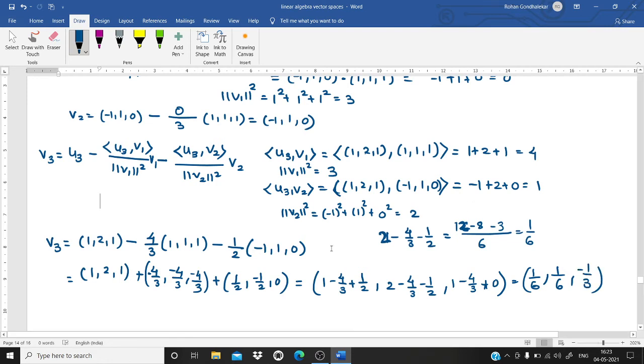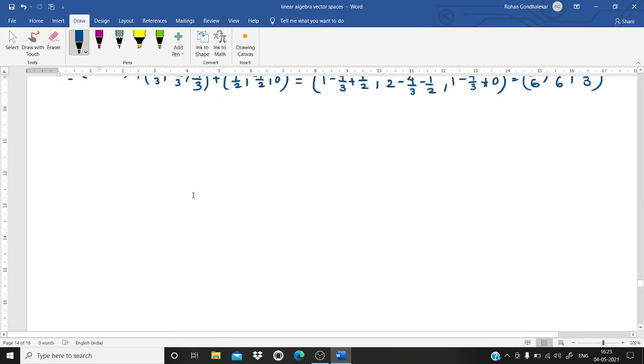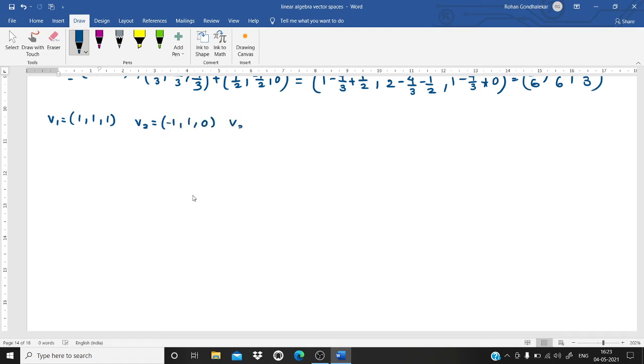Fine. So we are getting the three vectors v1, v2 and v3. So what is v1? The v1 is 1, 1, 1. What is v2? The v2 vector is minus 1, 1, 0. And the v3 vector is 1 by 6, comma 1 by 6, comma minus 1 by 2. Is it? So this set is an orthogonal basis of V by using the Gram-Schmidt process.